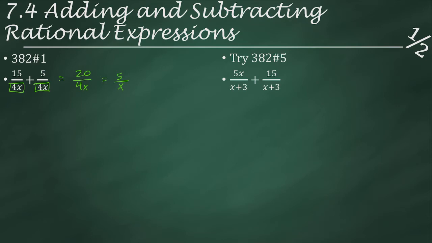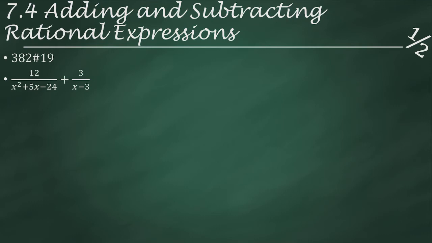The answer is (5x + 15) over (x + 3). Should try to factor to see if we can reduce. Oh, look at that. The x plus 3 is reduced, and you're left with 5.